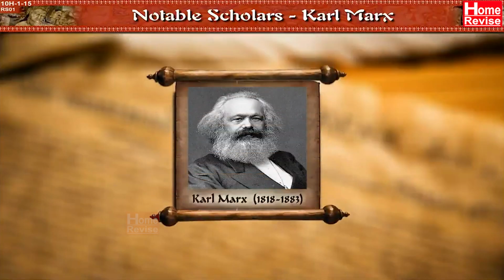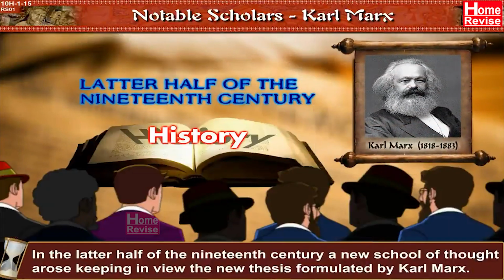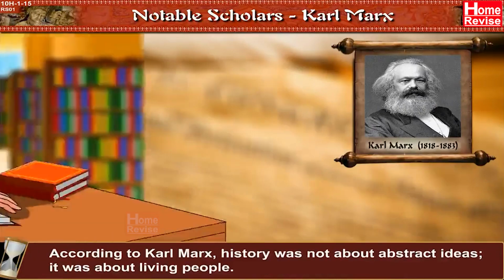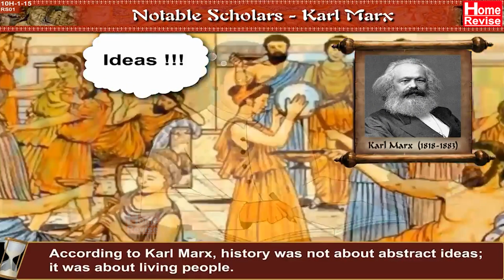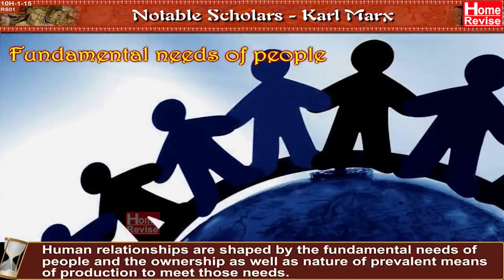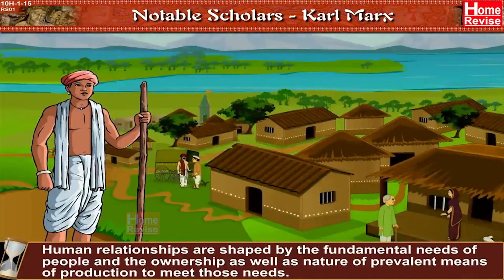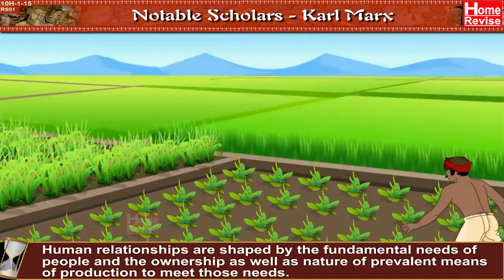Karl Marx, 1818 to 1883. In the latter half of the 19th century, a new school of thought arose, keeping in view the new thesis formulated by Karl Marx. According to Karl Marx, history was not about abstract ideas, it was about living people. Human relationships are shaped by the fundamental needs of people and the ownership as well as nature of prevalent means of production to meet those needs.